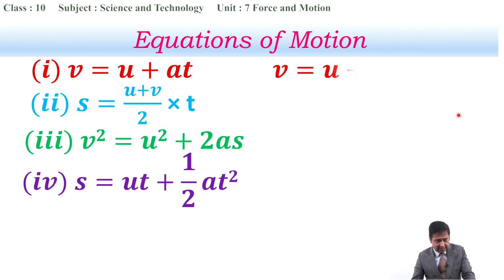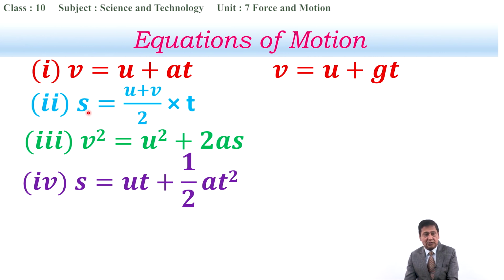Now look at this. First can be written this way also. Instead of acceleration a, we can write acceleration due to gravity g. In second case, since we are talking about the falling body, that's why height is considered, not the distance. In place of s, we can write h. All other part is same. And third equation can be written like this also.